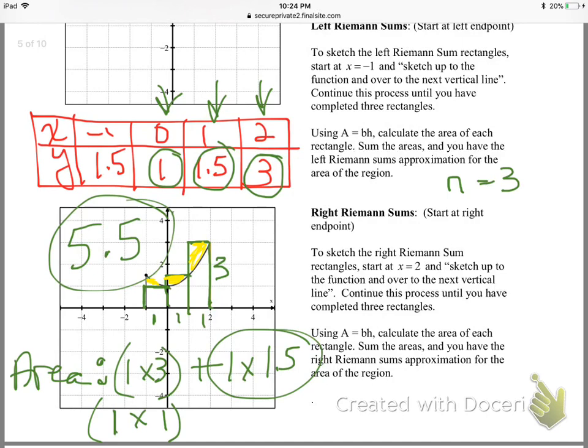One way that you can approximate the area is to take the average of these two measurements. So you would say 4.